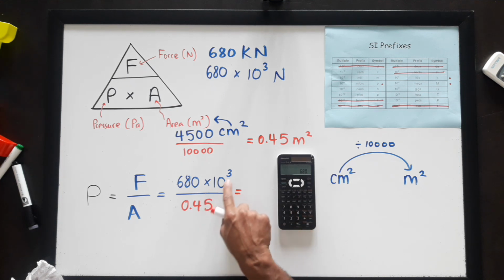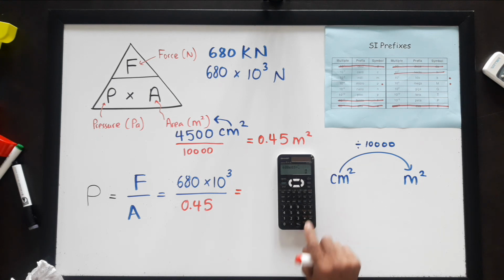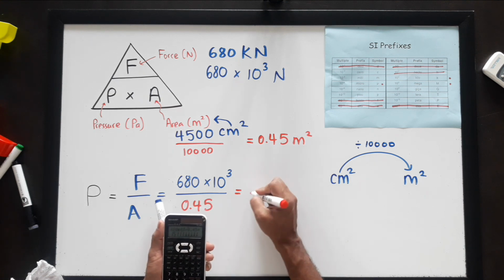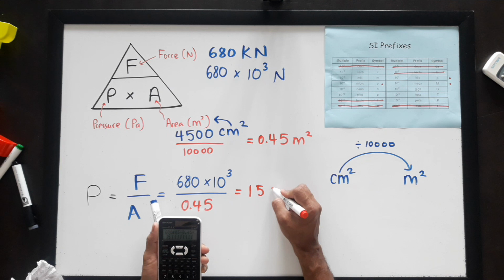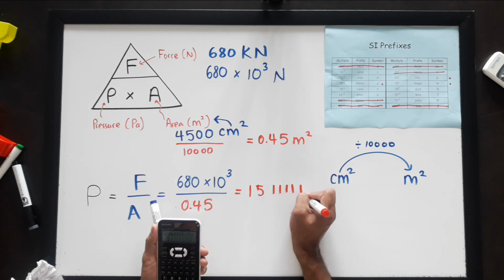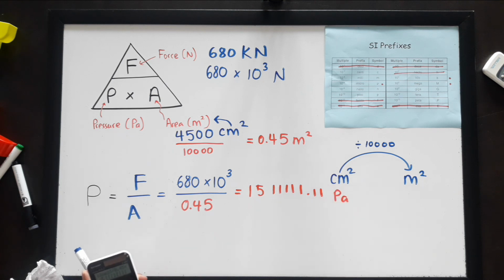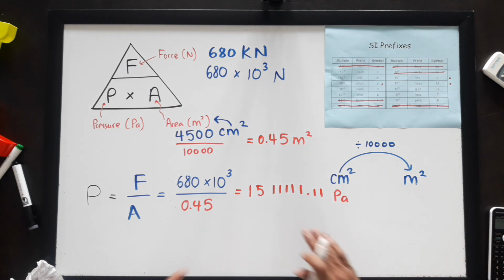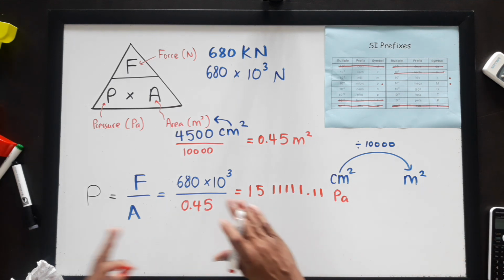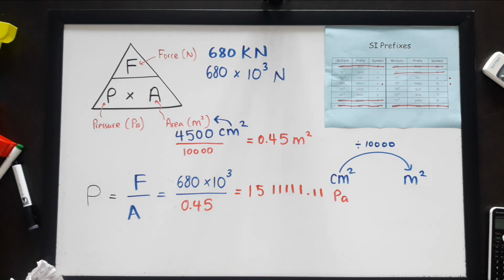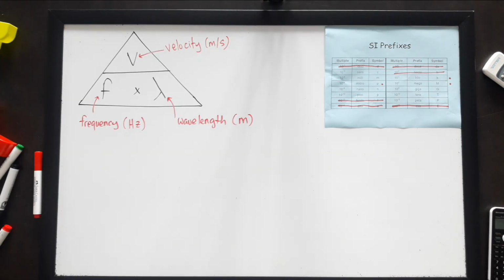680 multiplied by 10 to the power 3. I just press my EXP button, type in the 3, divide by how much? 0.45. And the real answer is 1.5111, there's 1, 2, 3, 4, 5 ones there, and this is the answer in pascals. Alright? So, this answer is way bigger than the wrong answer we got previously. Let's try another example. So let's try the next example here.